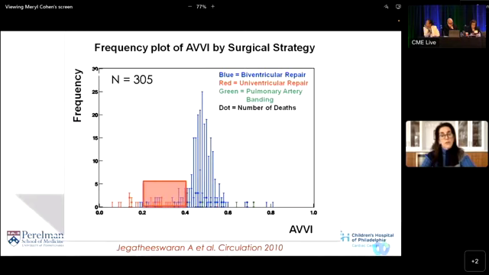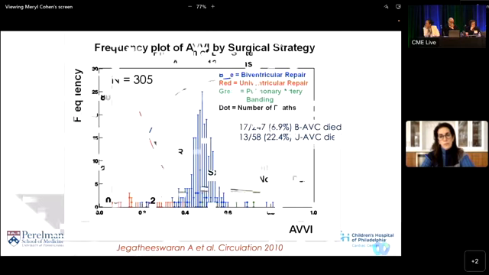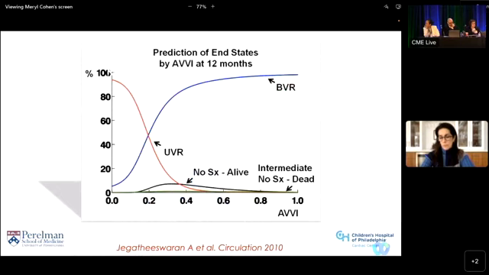And there was also a cluster of deaths within this group of patients. And so this was the area where patients seemed to be the most vulnerable in the decision making. We had 7% mortality for the biventricular repair group and 22% for the univentricular repair group. And we also did a prediction nomogram depicting the probability of a given surgical strategy by AVVI.